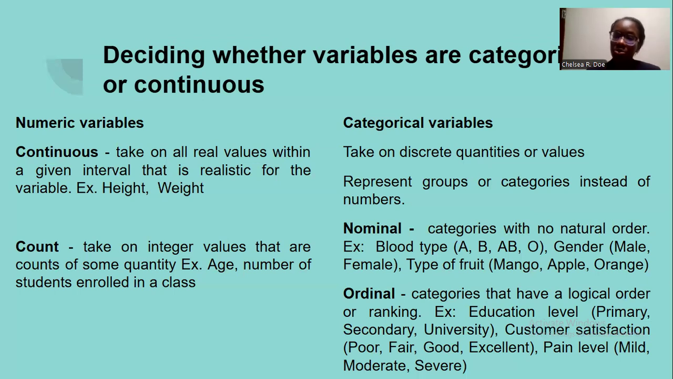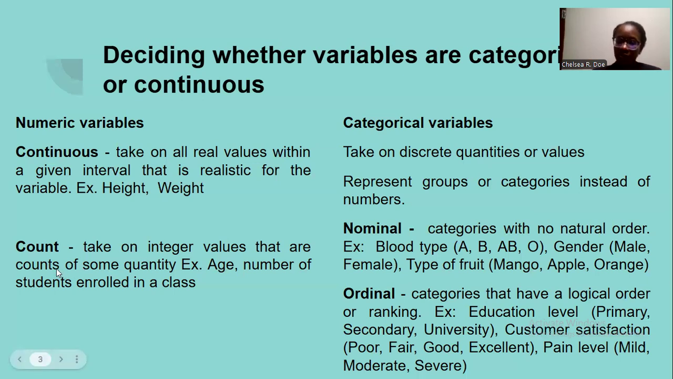Now, categorical variables, on the other hand, are variables that take on discrete quantities or values. That is, they take on separate quantities or values. Think about it like the options for a multiple choice question, right? Categorical variables usually represent groups or categories instead of numbers. So you always find categorical variables having response levels or factor levels.